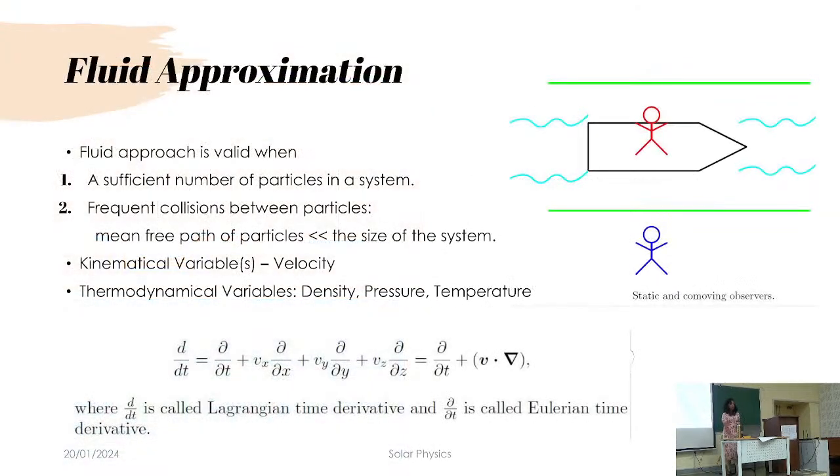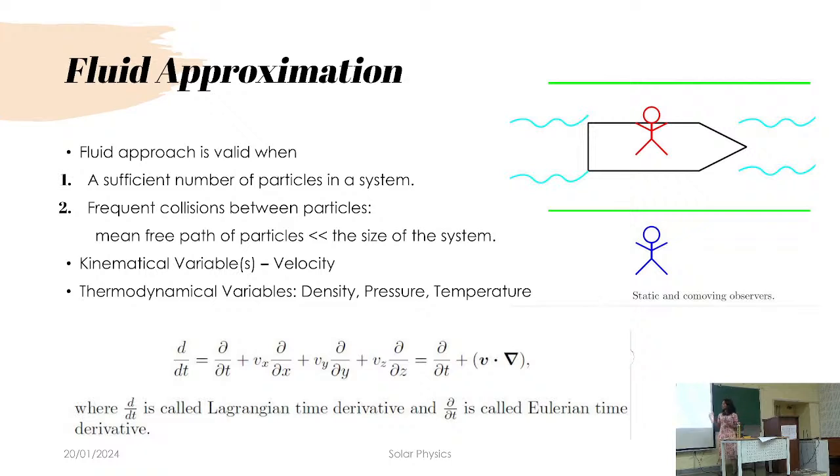Okay, so first, when is something called a fluid? It needs to have a sufficiently high number of particles, and there should be frequent collisions. Now there are two kinds of variables. You have kinematical and thermodynamical variables. Velocity, density, pressure, these are important variables. Temperature and pressure are kind of related.